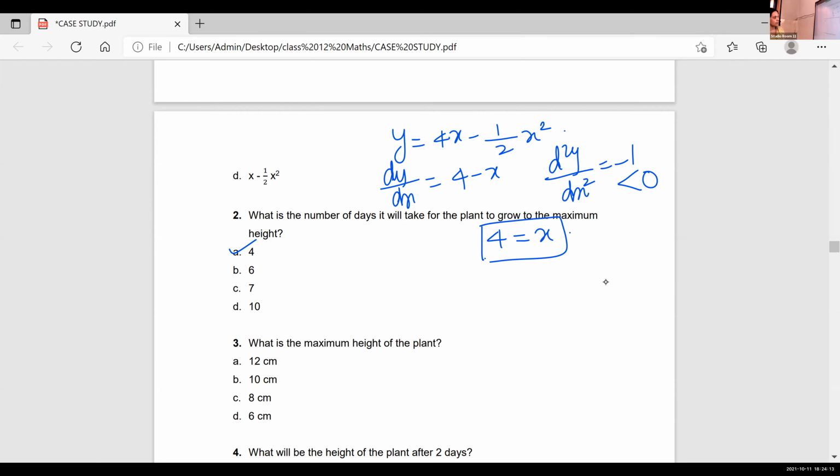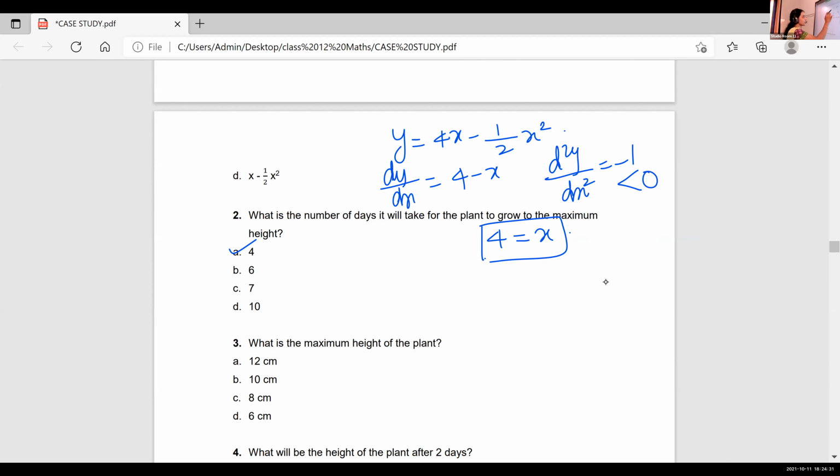What is the maximum height of the plant? So we will get the maximum by substituting x is equal to 4. Is it 12? 8 centimeters? Yes? Is it 8? 8 centimeters. 12 centimeters. 8.